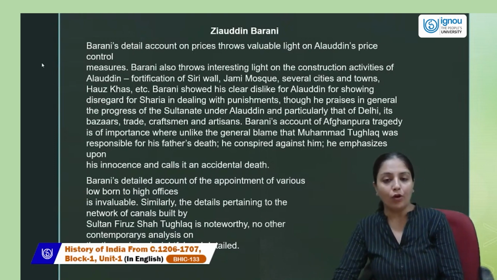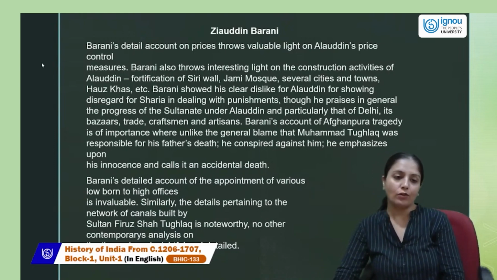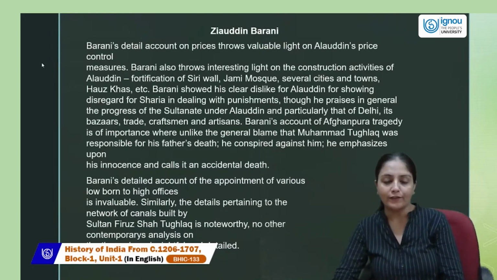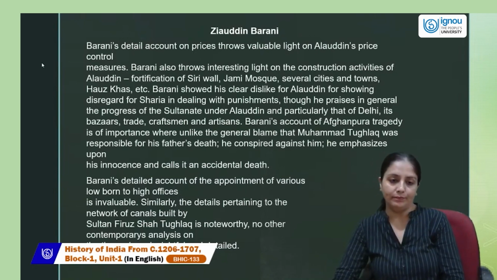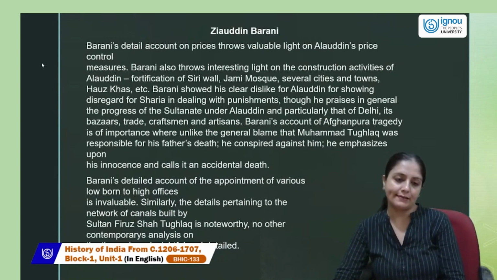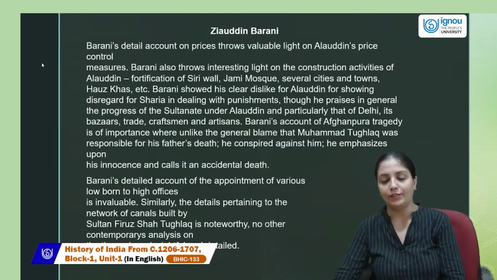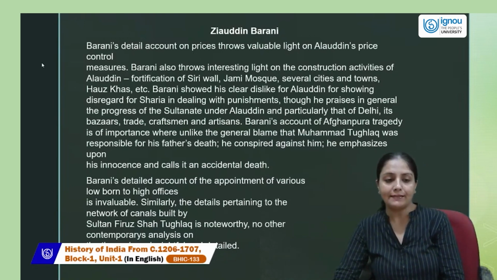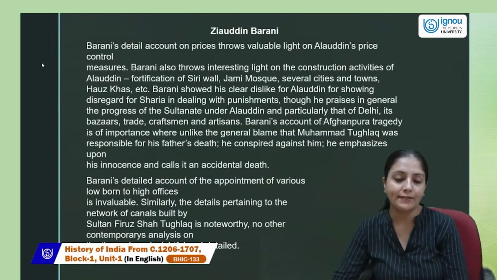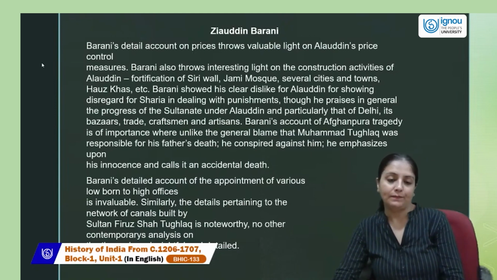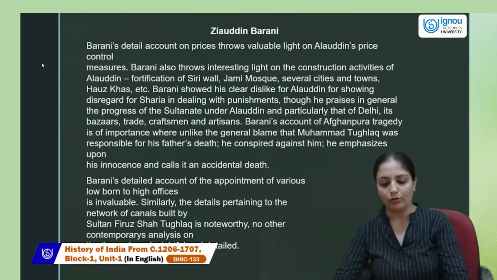Barni's detailed account of the appointment of various low-born persons to high offices is very valuable. Similarly, the details pertaining to the network of canals built by Sultan Firoz Shah Tughlaq are very much noteworthy. No other contemporary's analysis on the theme is so insightful and detailed as Barni's on Firoz Shah Tughlaq.